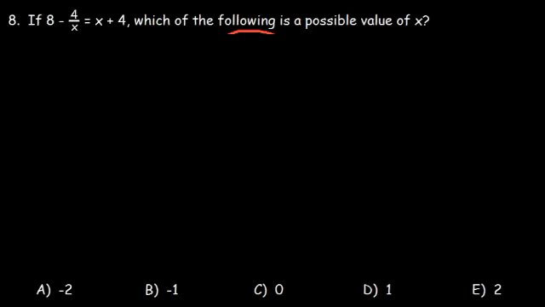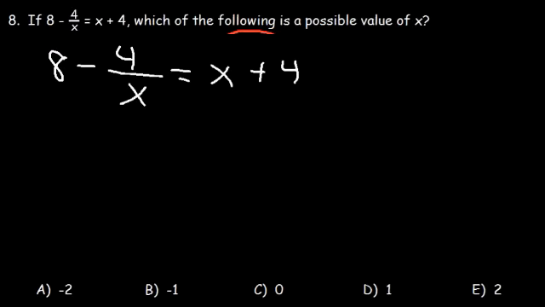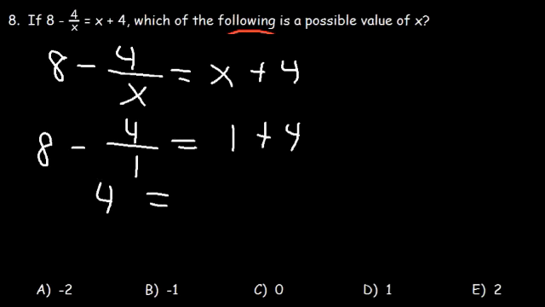So let's say if you think 1 is a possible answer. You can plug in numbers if you're having difficulty solving for the equation. So 8 minus 4 over 1, we're going to replace x for 1, is equal to 1 plus 4. 8 minus 4 is 4, and 1 plus 4 is 5. So this is not true. The left side does not equal the right side, so therefore D cannot be a right answer.